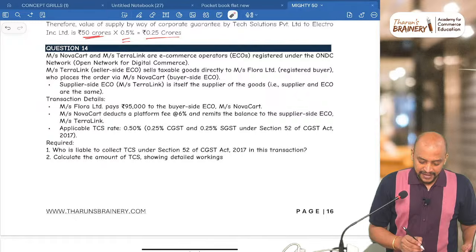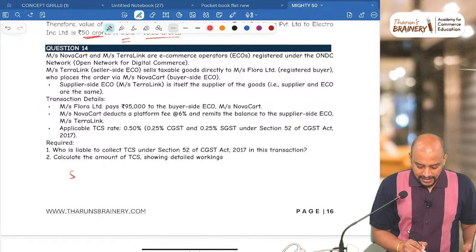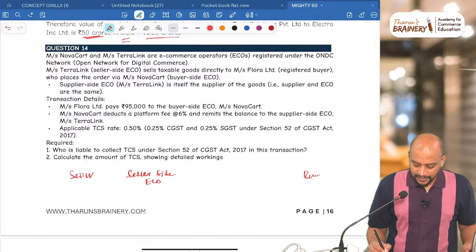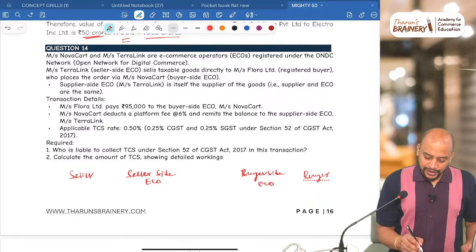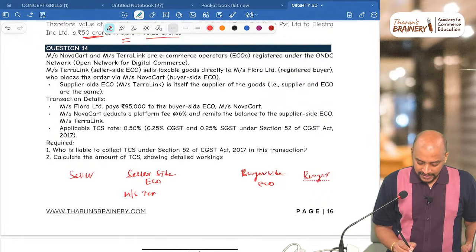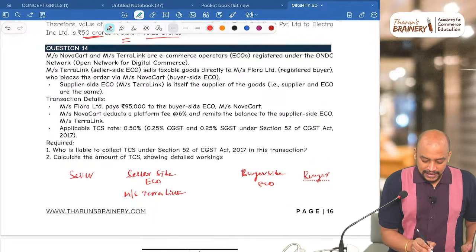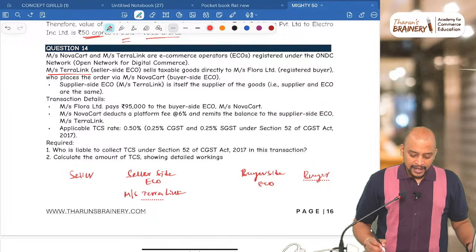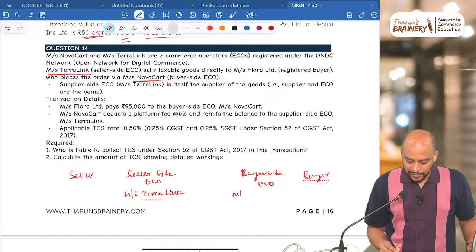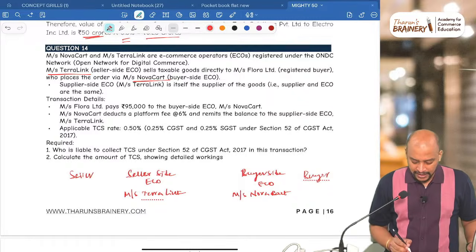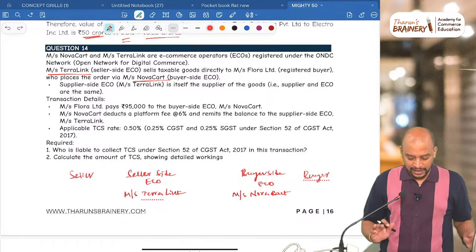So basically we have a seller, and we have the seller side ECO, and then we have a buyer and the buyer side ECO, the buyer side e-commerce operator. And who is the seller side e-commerce operator? TerraLink is the seller side e-commerce operator, and Novacart is the buyer side e-commerce operator, and both e-commerce operators are involved in the transaction.